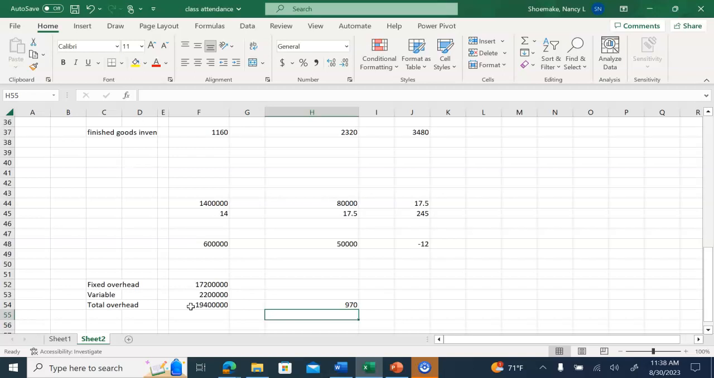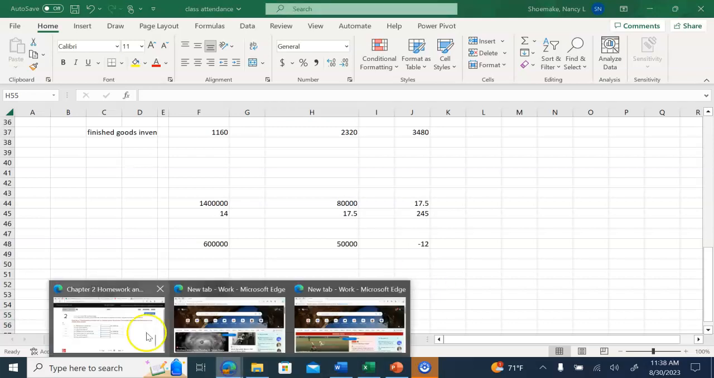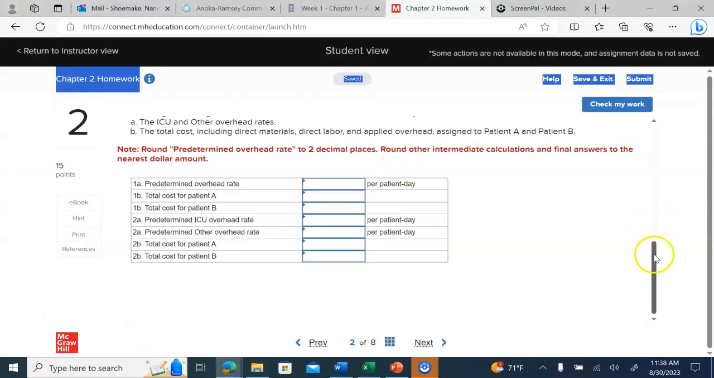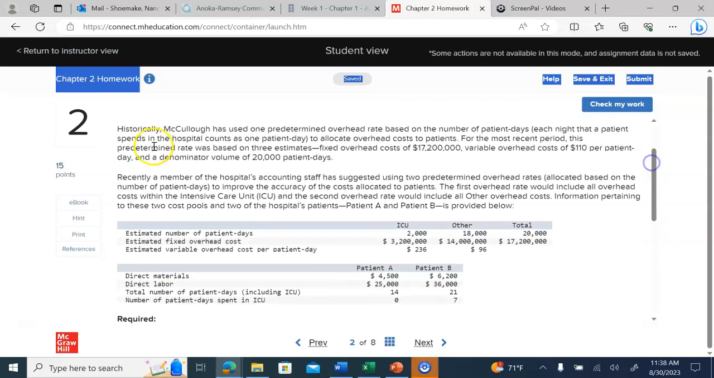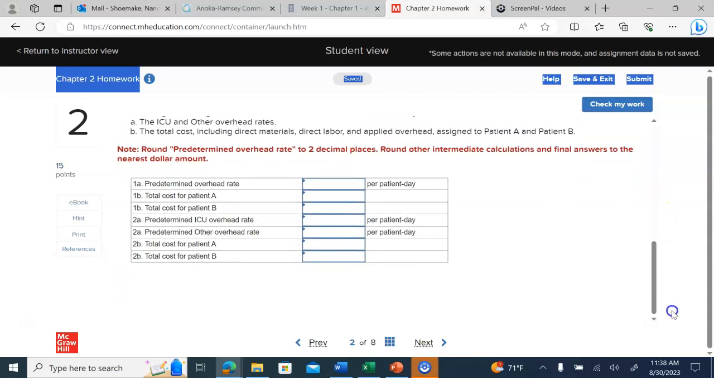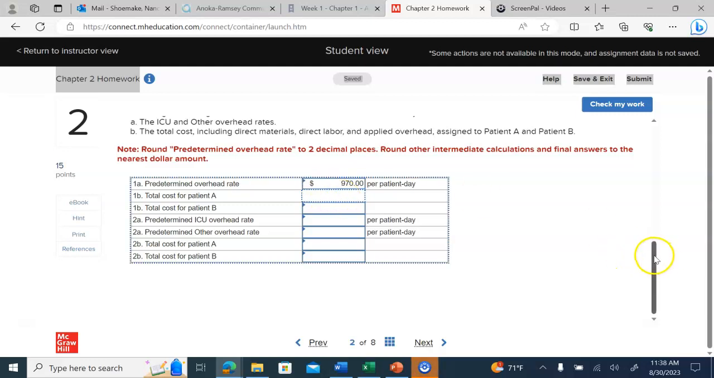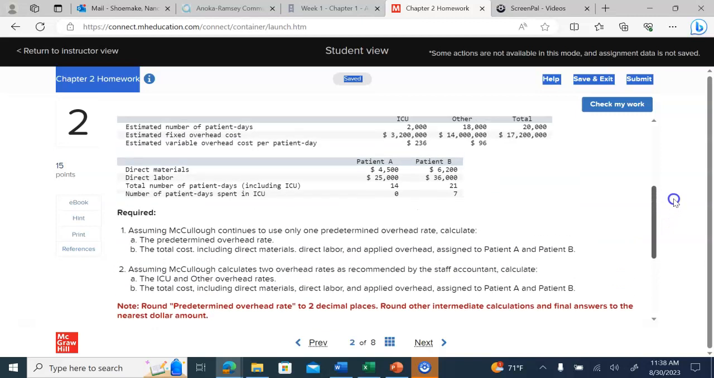Does that make sense how I did it? We took the total fixed, the total variable, we added it, divided by the patients. If we're doing a fixed rate, 20,000 patient days, that would be 970 per day. Okay? So how much would patient A, the total cost for patient A?